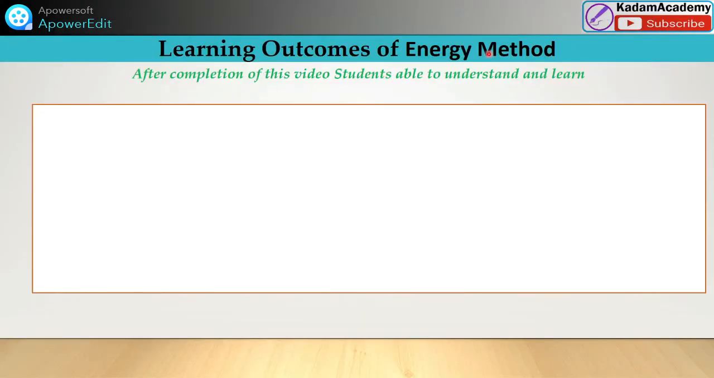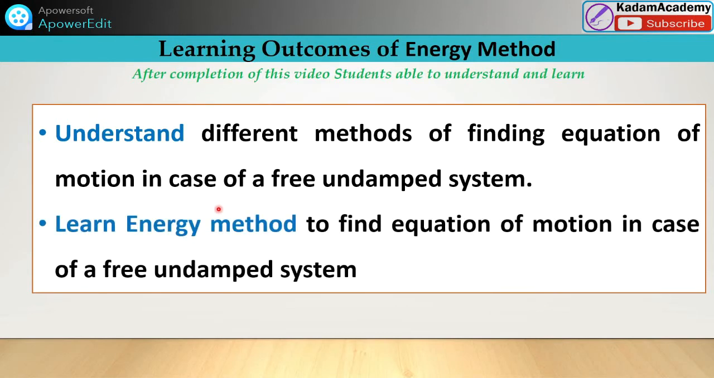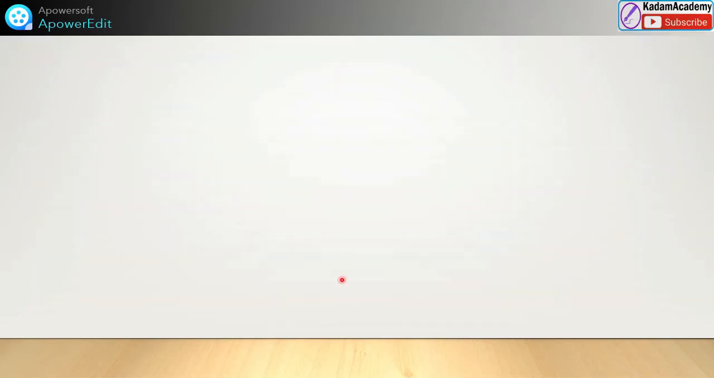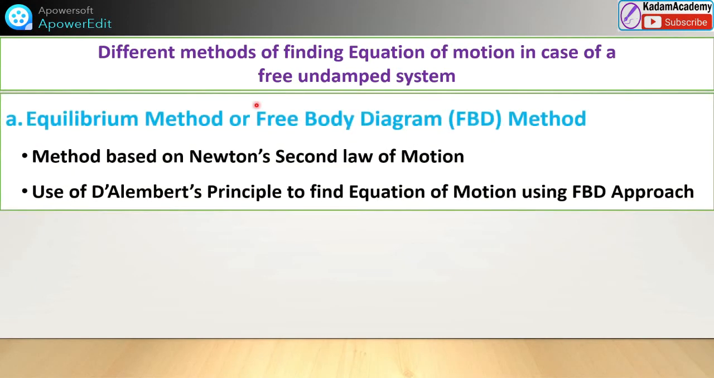Friends, the learning outcomes of this video: at the end, you will understand the different methods of finding the equation of motion in the case of free and damped systems, and learn the energy method to find the equation of motion. You can use these methods for any vibrating system.